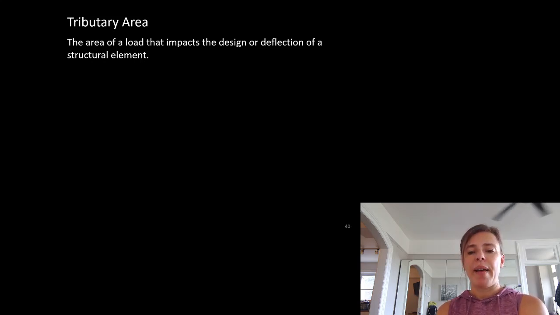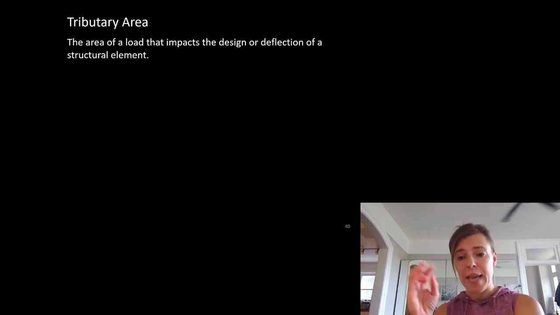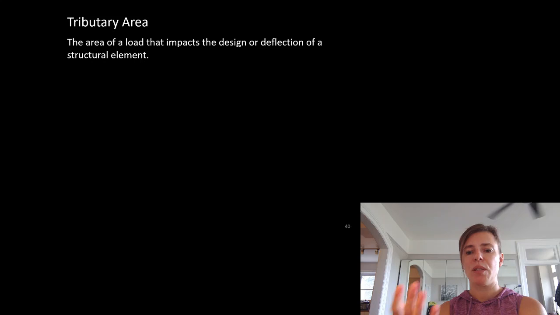So tributary area is the area that there is a load acting on that impacts the thing you're designing. Not everything in the building has the same tributary area. For the same object, different loads acting on it might have different tributary areas. And I find the best way to talk about this is with something you intuitively or inherently understand.